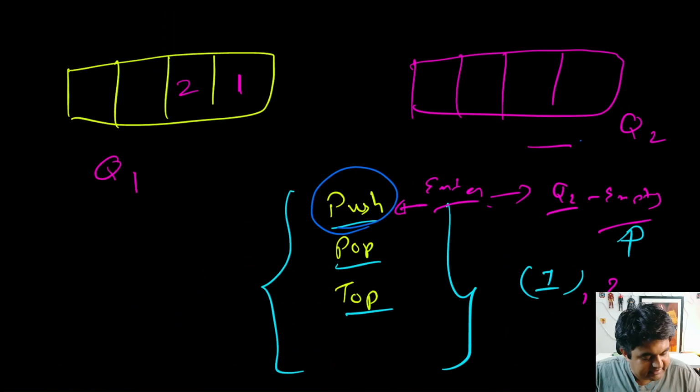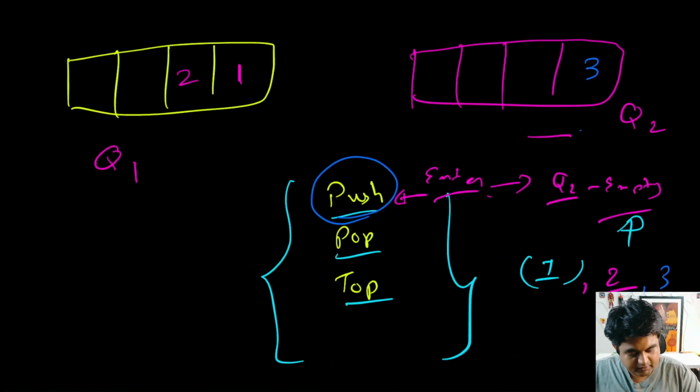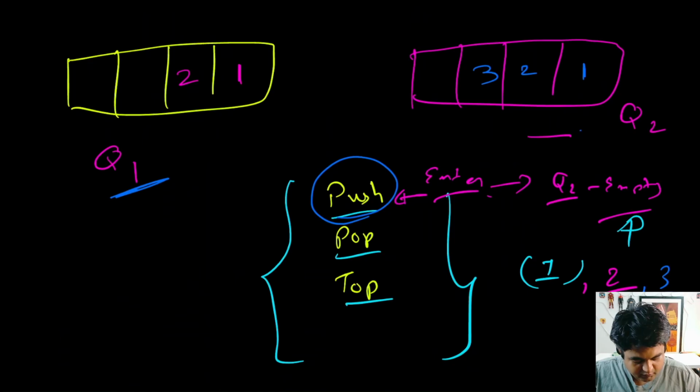Now let's say there is an element 3 that we are trying to enter. Once again 3 is going to enter over here, then we are going to dump both 2 and 1 sequentially from q1 to q2. So this is going to become 3, 2 and 1, and then we are going to have the names replaced. So this becomes q1, and the other is going to become an empty queue, q2.